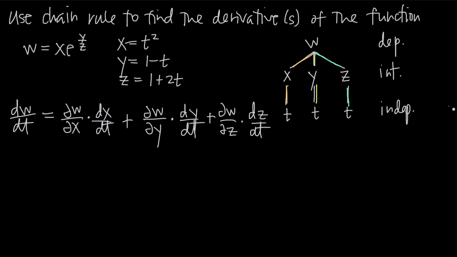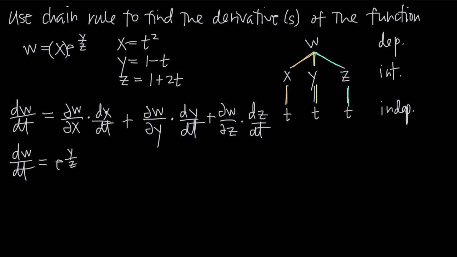So this will be the formula we're going to use. Now we just need to find each of these components. So we're going to say dw/dt is going to be equal to the partial derivative of w with respect to x. So if we look at this equation here for w, we want to take the partial derivative with respect to x. Well, we treat e^(y/z) as a constant coefficient on this x term here. This e^(y/z) is a coefficient. So the partial derivative of w with respect to x is just e^(y/z).